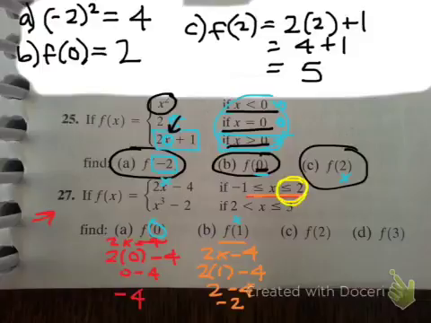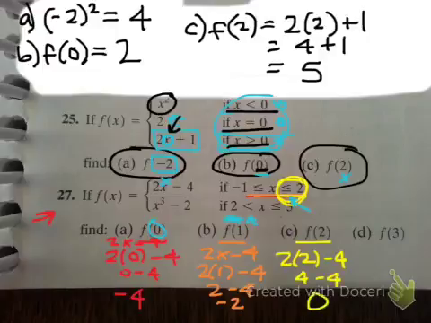Okay, part C. F of 2, and I circled and highlighted that it says less than or equal to 2. Again, we have a 2 here, but this 2 doesn't have the equal sign in the inequality. The equal sign is in this inequality. So we have to use this one again: 2x minus 4. So x is 2, so 2 times 2 minus 4 is 4 minus 4, which is equal to 0. So our solution for that one is 0.